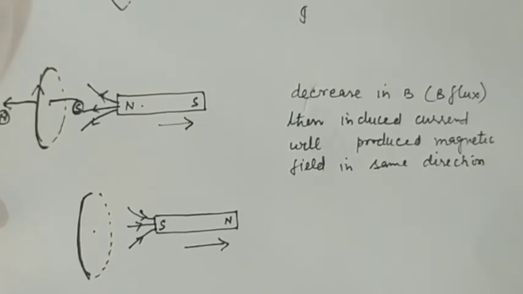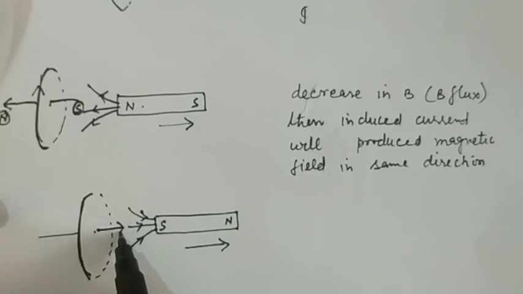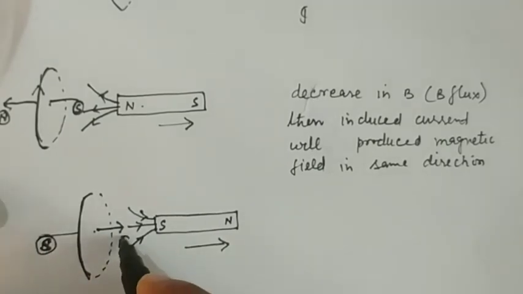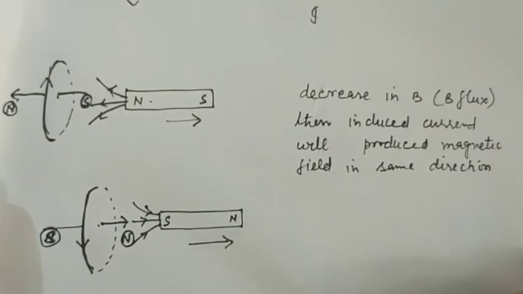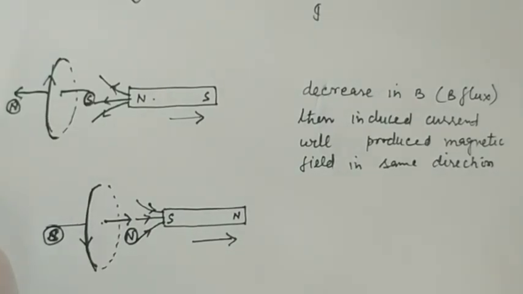So how can it oppose this decrease? By producing a magnetic field along the same direction, that is along this direction. So it is your south pole along this direction and north pole along this direction. Again, you know that if the thumb is in the direction of magnetic field, curling of fingers gives you the direction of induced current, along this direction. This is how we can find out the direction of induced current in the loop. So Lenz's law helps us find out the direction of current in the loop.